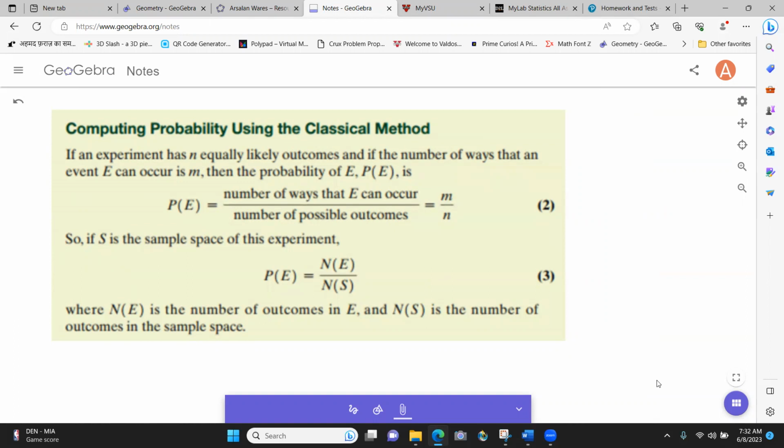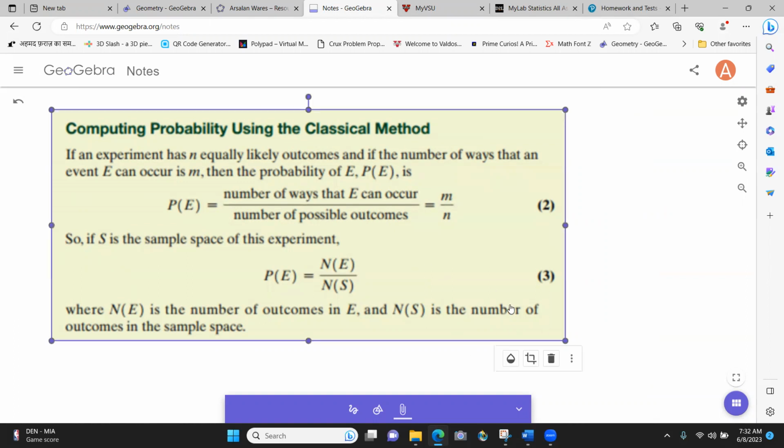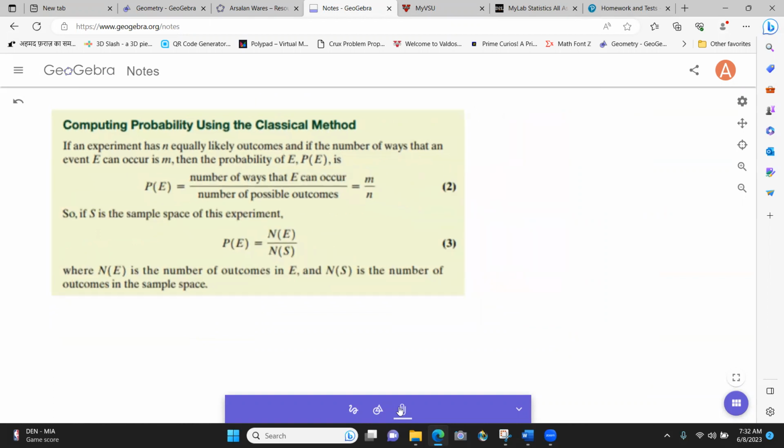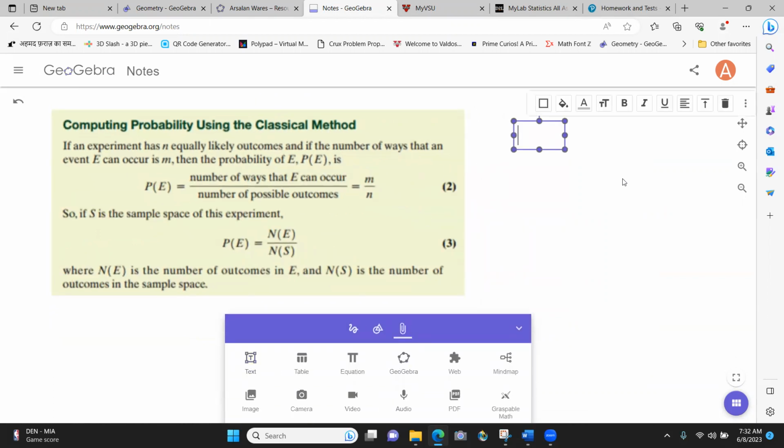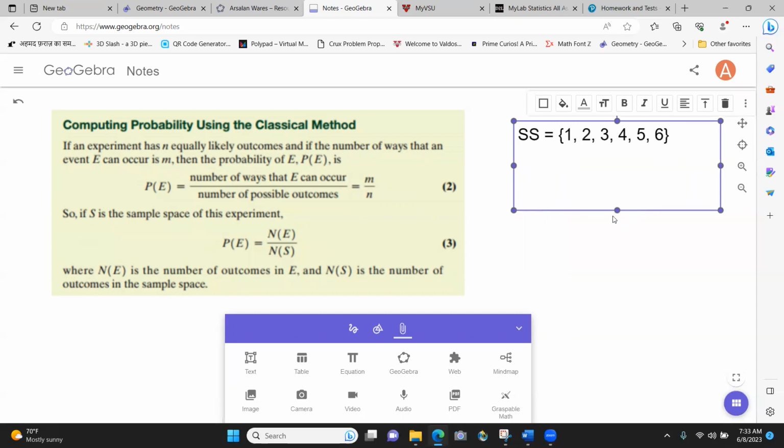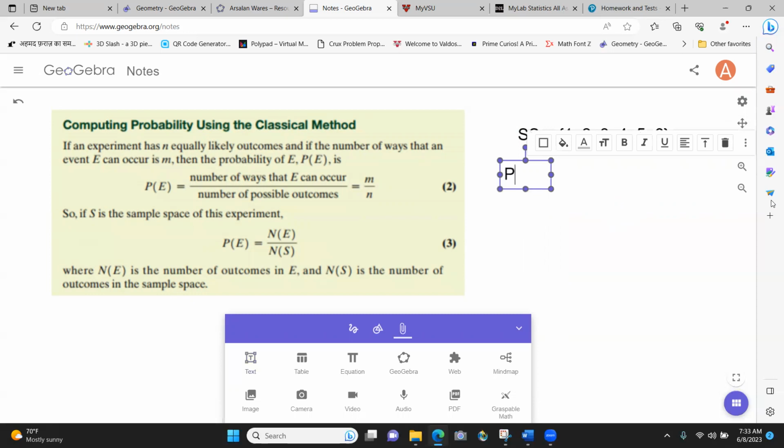So let's say I want you to find the probability of getting a number strictly greater than 4 when you're rolling a die. Okay. The sample space when rolling a die will be 1, 2, 3, 4, 5, 6. Okay. What's the probability of getting a number that's strictly greater than 4? And let's do it here and do it nicely. Probability of getting a number greater than 4.